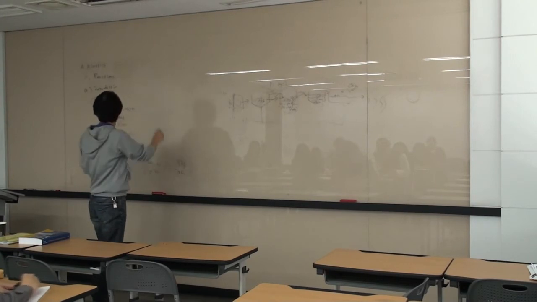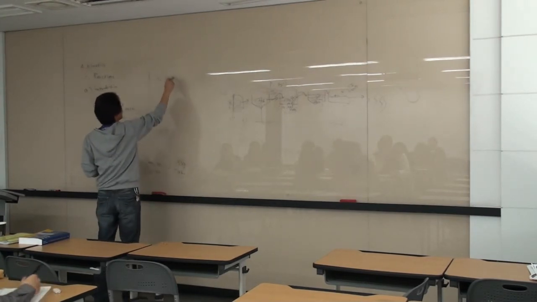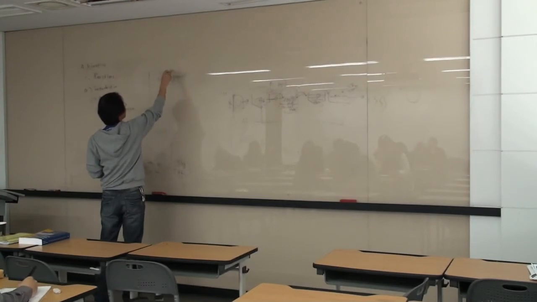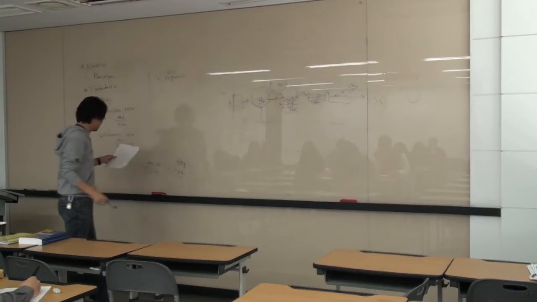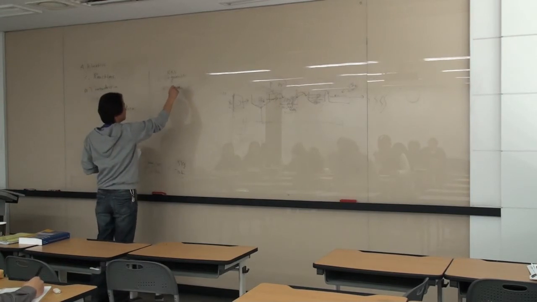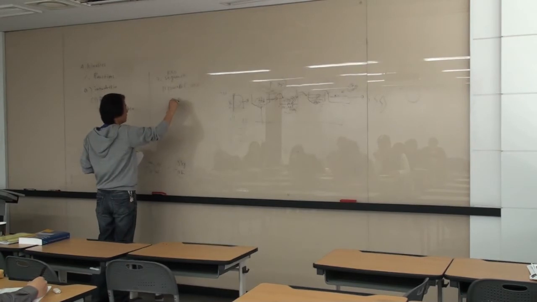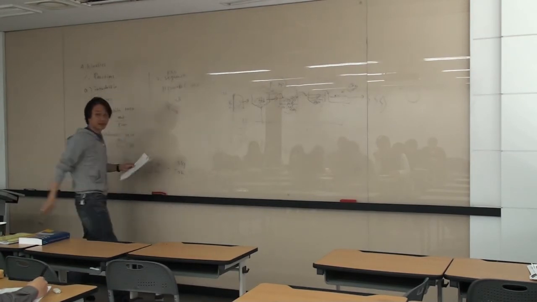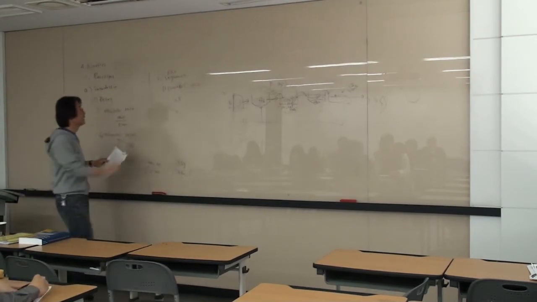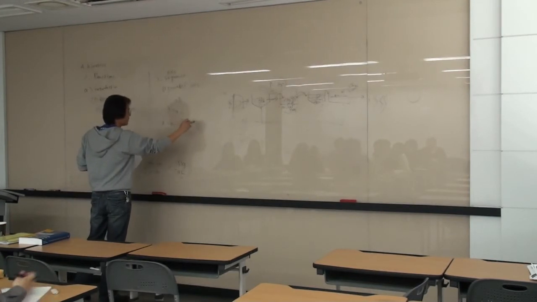And then, think about the reaction sequence. There is a parallel reaction, which means A goes to B, C, parallel. And there is a serial reaction.